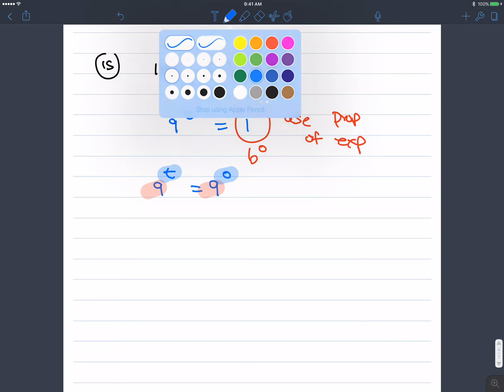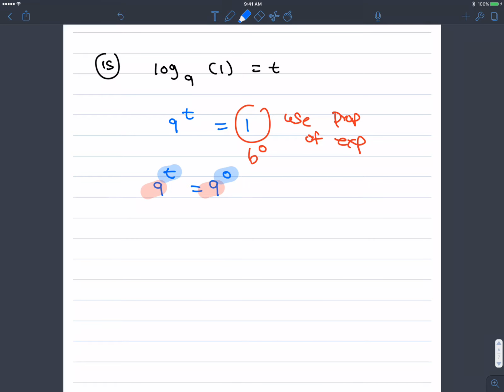This means essentially that t, the power, is 0. So that this answer here is actually 0. Using the definition of log to evaluate these logs. Number 17.